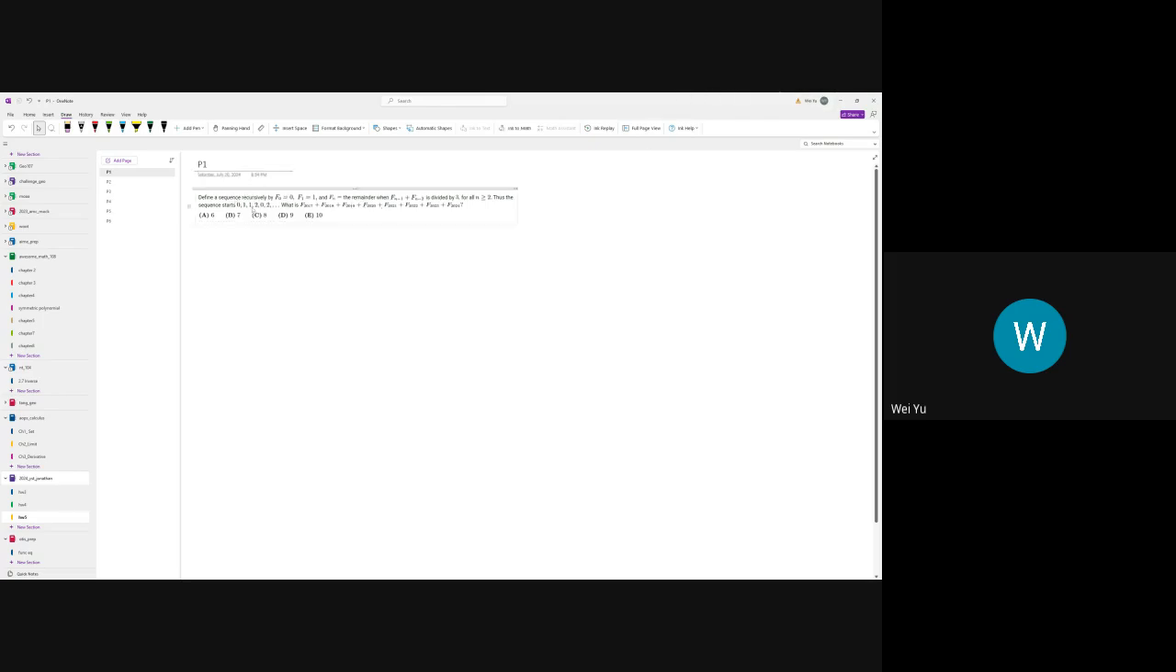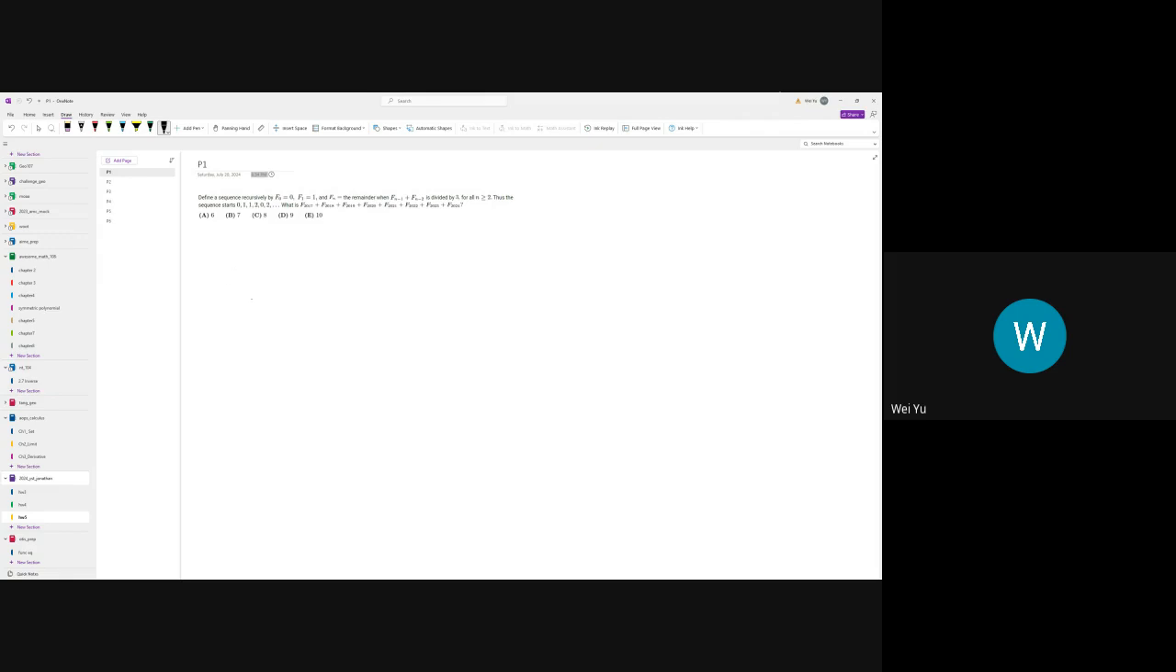So our first problem is: define a sequence recursively by f of 0 equals 0 and f of 1 is equal to 1, and f of n is the remainder of the previous two terms divided by 3 for all n greater than or equal to 2. So the sequence starts like this. We have to find the sum of 8 consecutive terms.